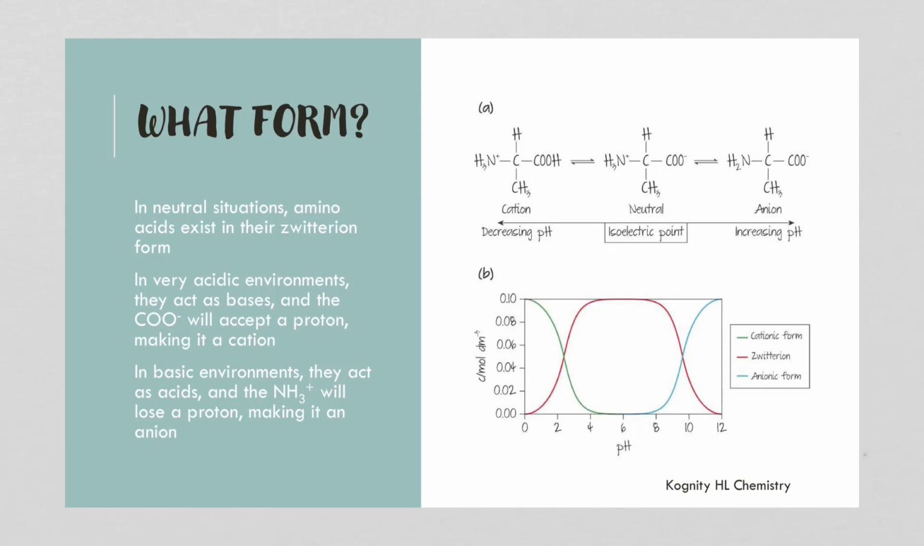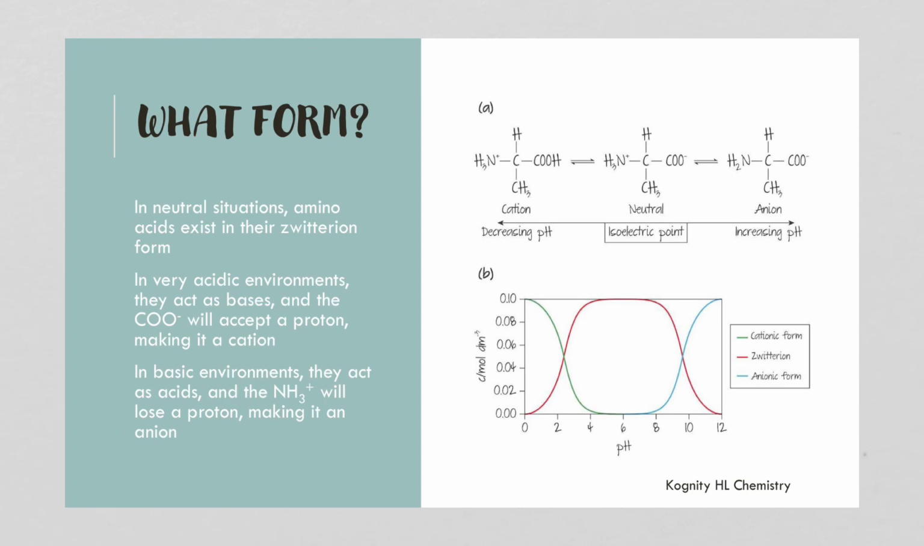So in neutral situations, amino acids are acting as their zwitterions, so they have the positive and the negative end. When it gets very acidic, they'll act as a base, and the carboxyl group will accept that extra hydrogen, or proton, and so it'll become a cation because it's only positively charged. And if very basic environments occur, they act as acids, and so they will donate their proton right here to become an anion.